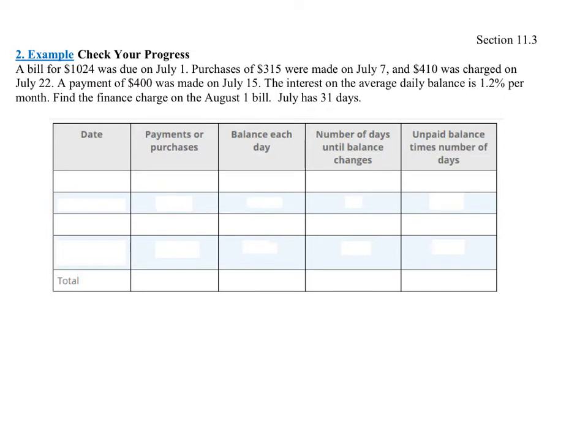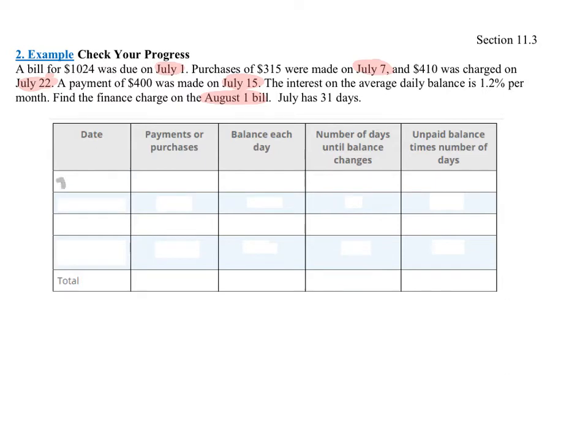So again, we're going to start by highlighting all the dates. We have July 1st, 7th, 22nd, 15th. Again, that is out of order. And then again, notice that the bill is on August 1st, and we always want to stop one day before the bill. So let's go in and put on our days.